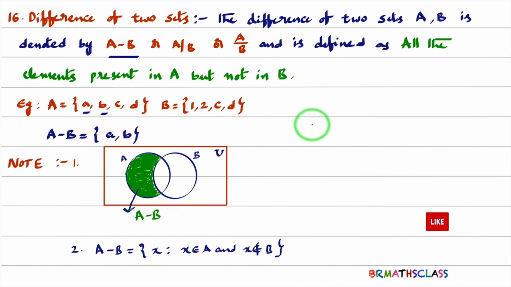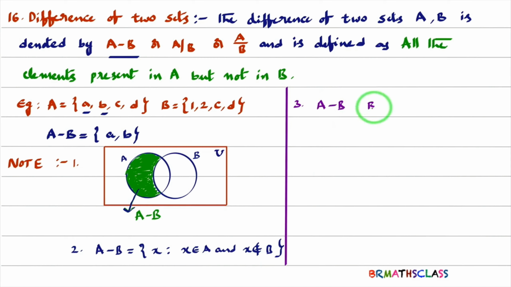Now third point, in this difference of two sets, A minus B and B minus A. What will you say about these two sets? Is A minus B the same as B minus A? A minus B means elements present in A but not in B. B minus A means elements present in B but not in A. You observe this shaded part is A minus B. Similarly, please observe this part. This part is B minus A. Are these two equal? No, they are different. A minus B is not equal to B minus A.